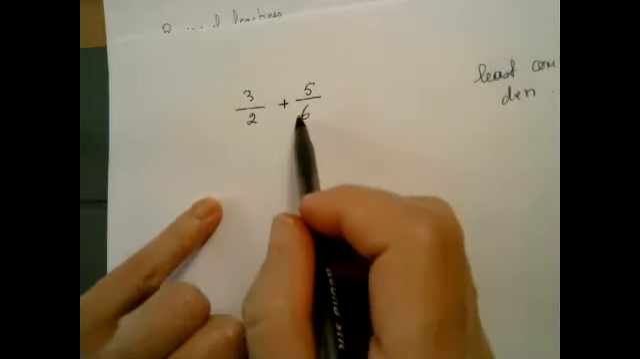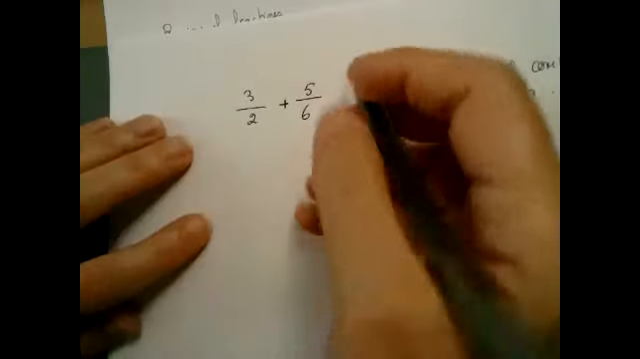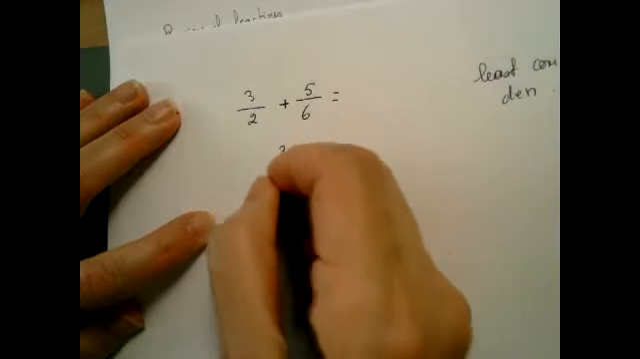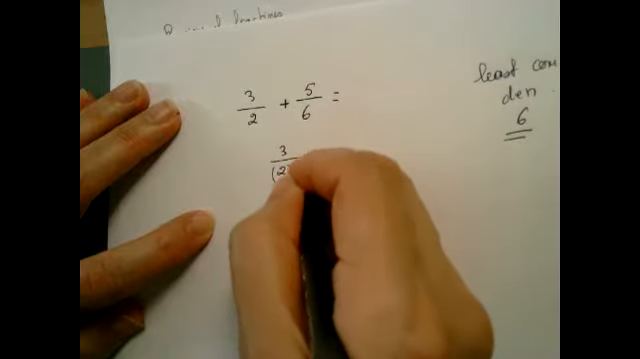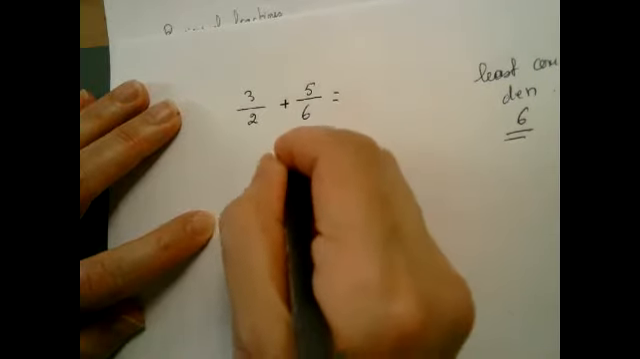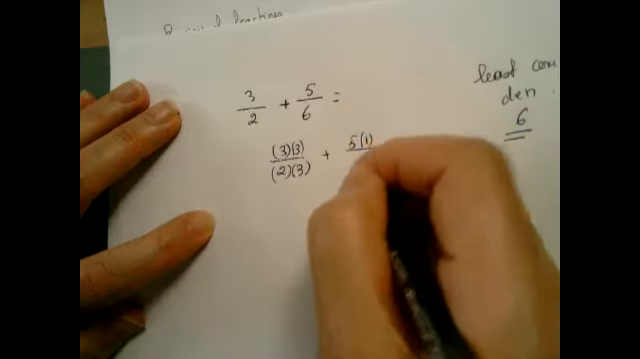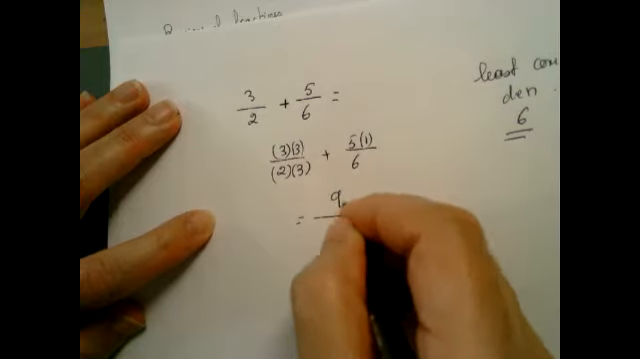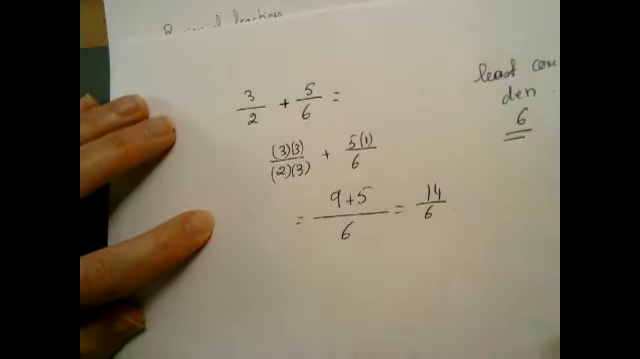What is the number that's a multiple of 2 and 6, but the smallest one? Everybody is telling me 6. So if we want to find a common denominator here, the common denominator is 6. So 2 has to be multiplied by 3, so I need to multiply the numerator too. And this has to be multiplied by 1. And now I proceed. It says 9 plus 5, giving me 14/6.